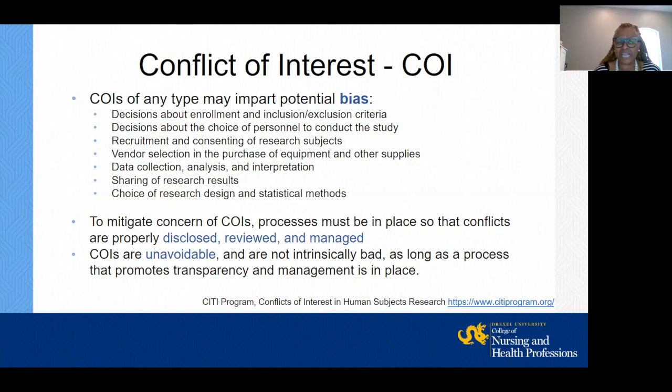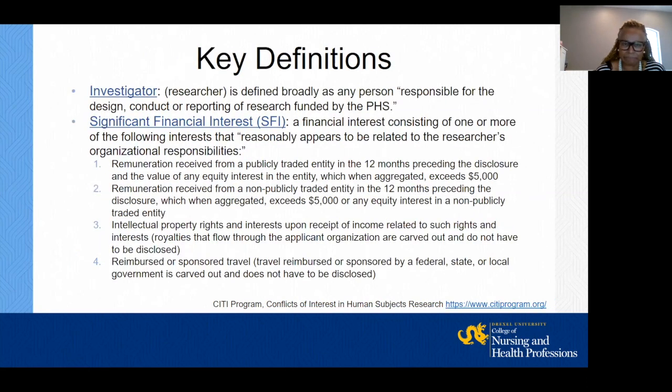I'm not going to read the slides word for word because they're here. Zach and whoever put these together did an excellent job. I'm just going to try to highlight as much as I can to give you a roundabout understanding of conflict of interest. Next slide, please.